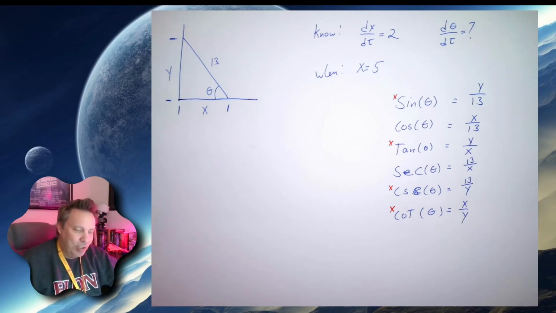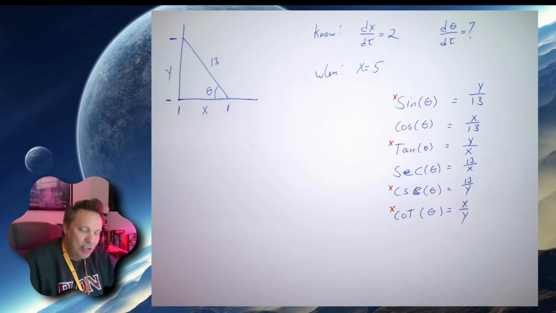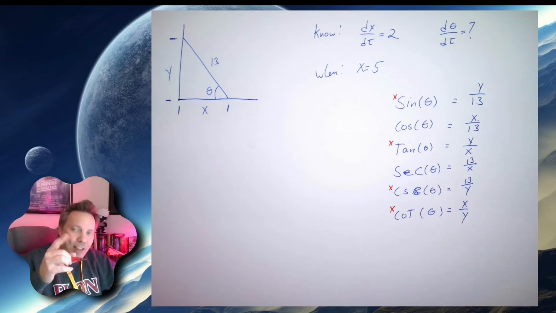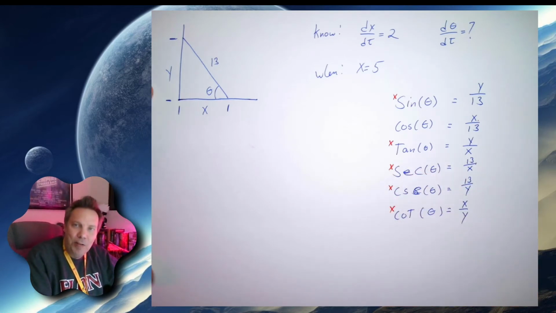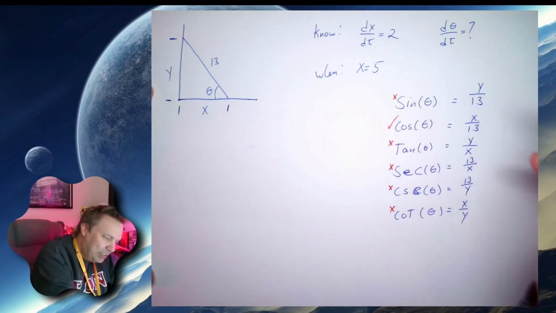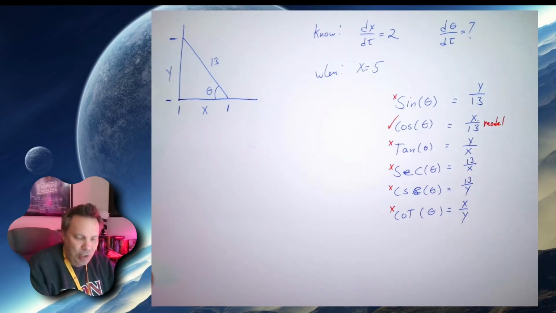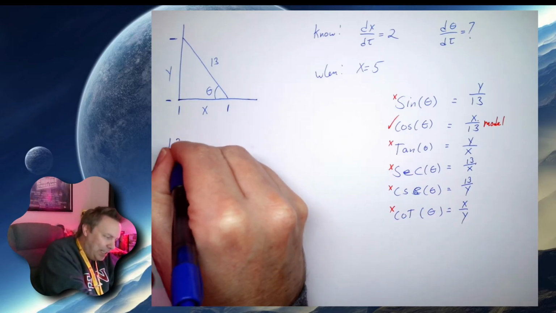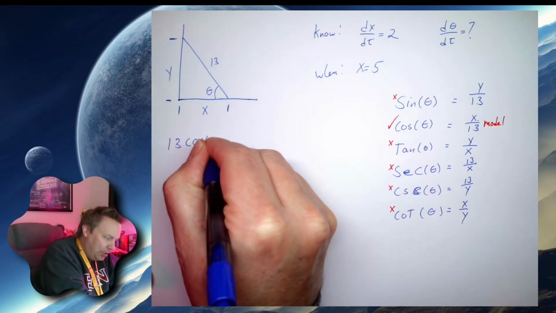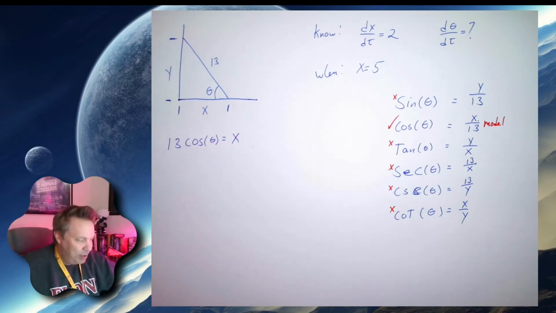The next thing I want to look at: where is the x in the problem? Is the x in the numerator or the denominator? Well, I'd rather have x in the numerator, so I'm going to get rid of that one. So this is going to be my model for this particular problem. Now I'm going to write the model like this instead: 13 cosine θ equals x. I just multiplied both sides by 13.